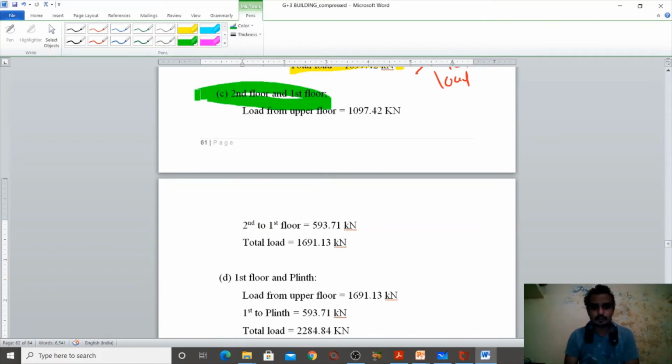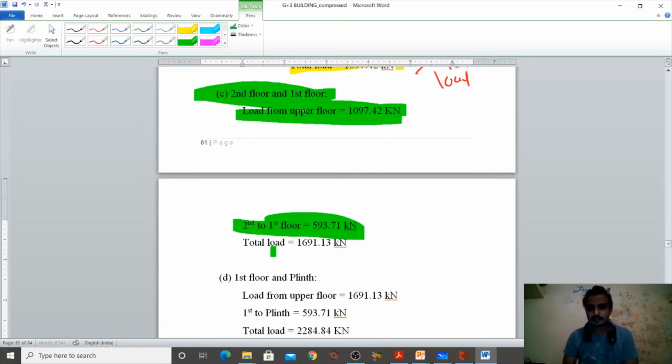Same formula for second and first. Load from upper floor 1097.42, second to first 593. So total load is 1691.30 kilonewton.